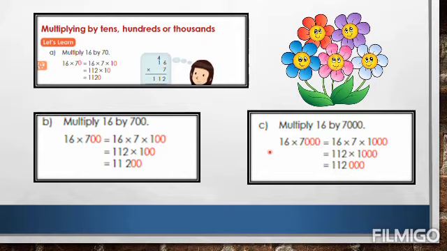And then the last one is letter C, multiply 16 by 7,000. Same thing we'll do, class. We'll just multiply 16 by 7 equals 112. And that is the same, only 112. And copy the three zeros from your 1,000. So the final answer is 112,000.